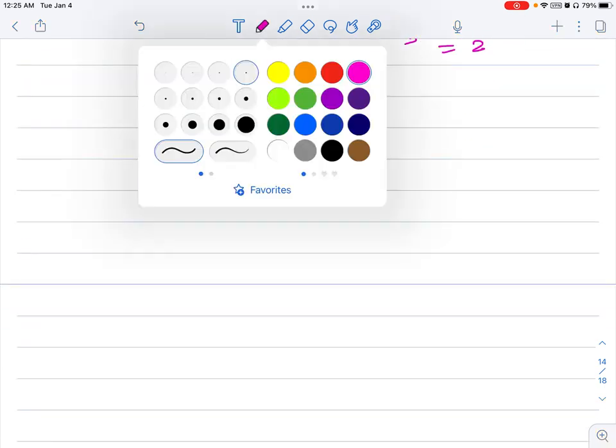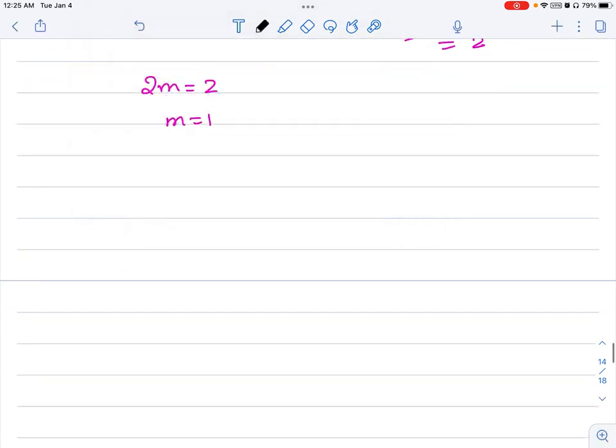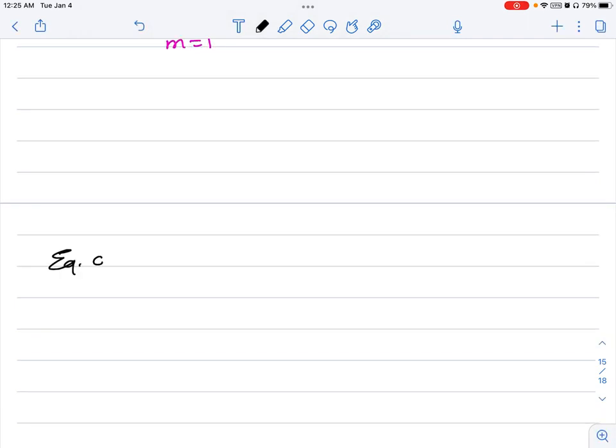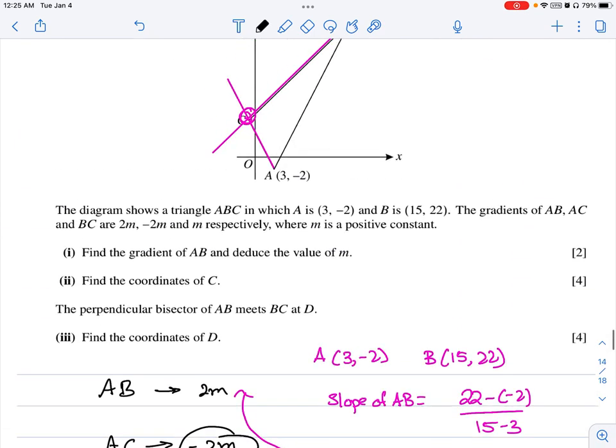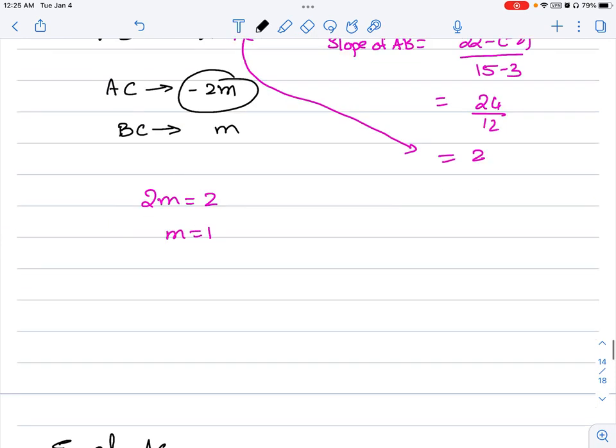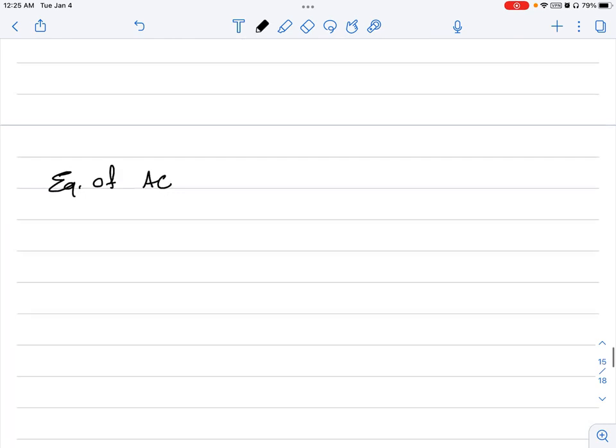So first find the equation of AC. For that, first we need to know the slope of AC. The AC slope is minus 2m and it is passing through point A, (3, minus 2). So the gradient is equal to minus 2m. Just now we got m was 1, so minus 2. And the point is A, which is (3, negative 2).